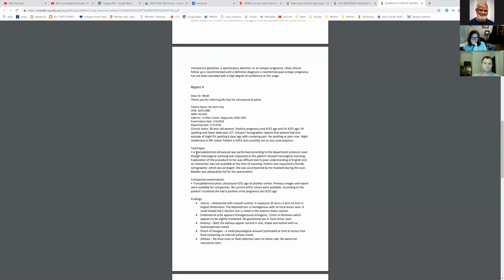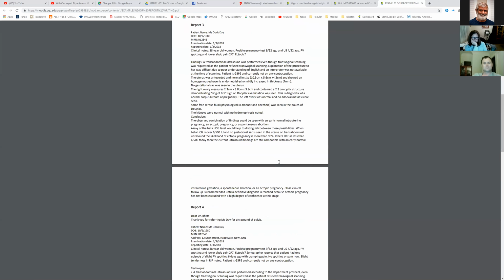Here also, same thing, technique: transabdominal ultrasound was performed according to the department protocol. So we know that a certain protocol was followed. If we want to know, we can always come back and ask them, excuse me, what is your departmental protocol? If it goes to a court, okay, the previous one doesn't mention that.